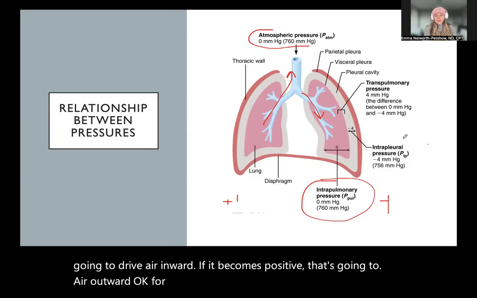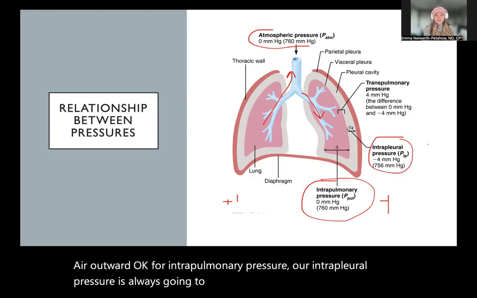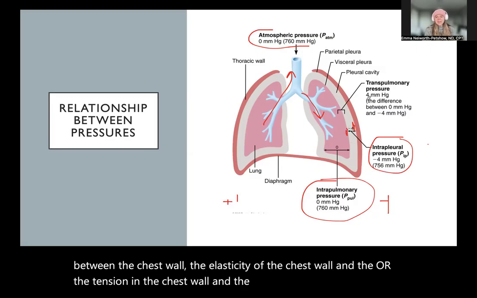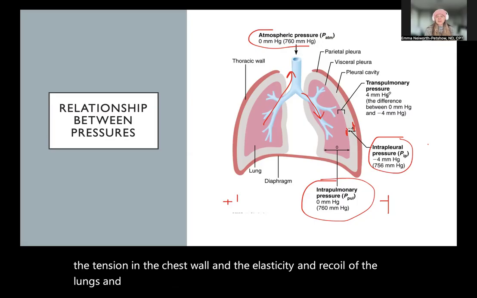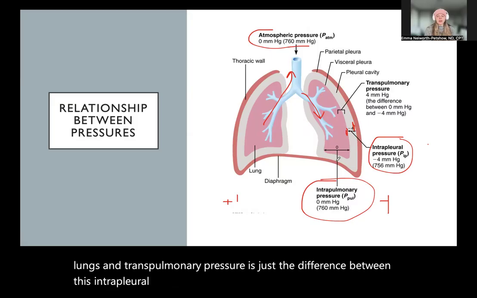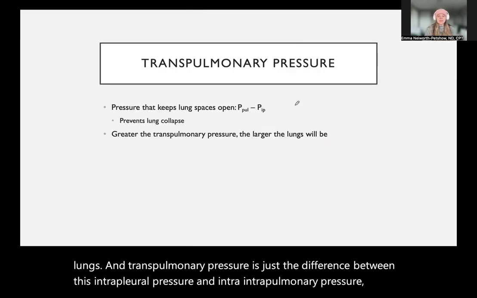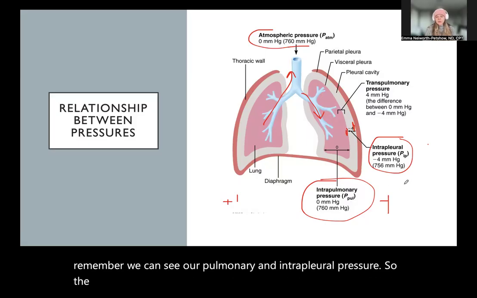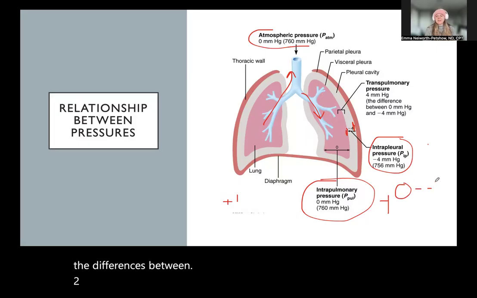Our intrapleural pressure is always going to be negative, and that's due to the recoil between the elasticity and tension of the chest wall and the elasticity and recoil of the lungs. And transpulmonary pressure is just the difference between intrapulmonary pressure and intrapleural pressure. So 0 minus a negative 4 gives us positive 4 millimeters of mercury as our transpulmonary pressure.